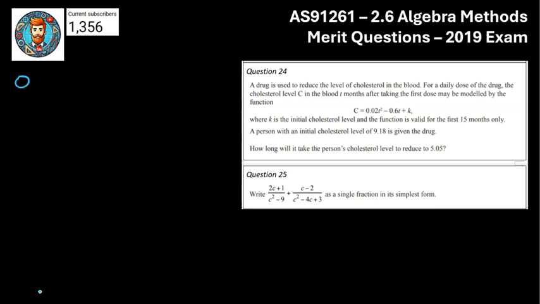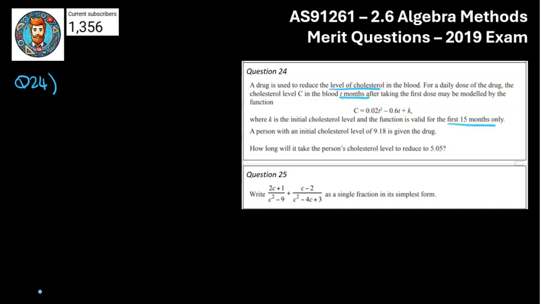So let's get into question number 24. That's the first one. We've got a drug that's used to reduce the level of cholesterol in the blood. I'm assuming that's what C stands for here, the cholesterol level, and I'm guessing it's meant to go downwards like a parabola does as well. For the daily dose, the unit for T is in months, so that's probably noteworthy.